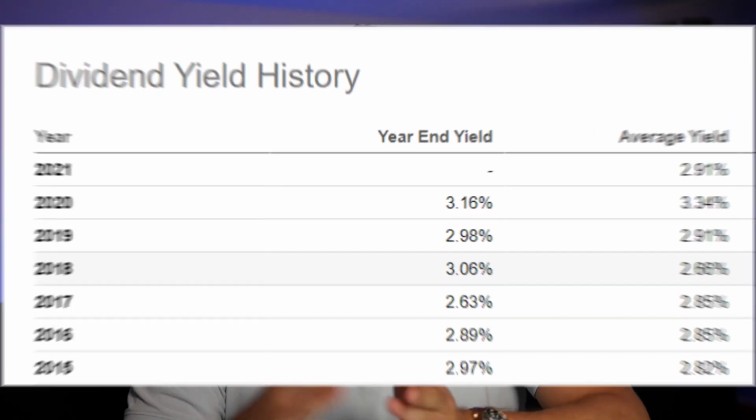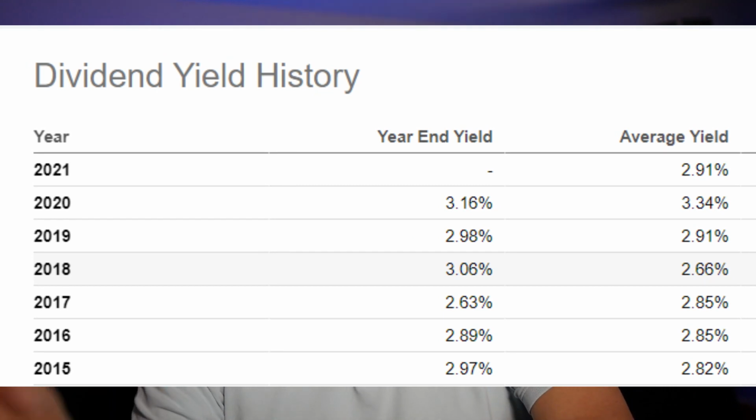Some other quick notes to look at are that SCHD historically has a dividend yield between 2.7 and 3%. This is right around 2.5 times what you're going to get out of something like VOO or VTI. So it's got a dividend yield well above the general market.